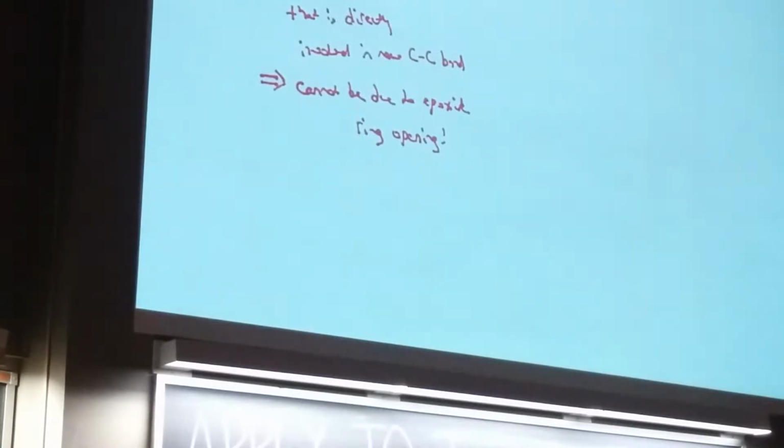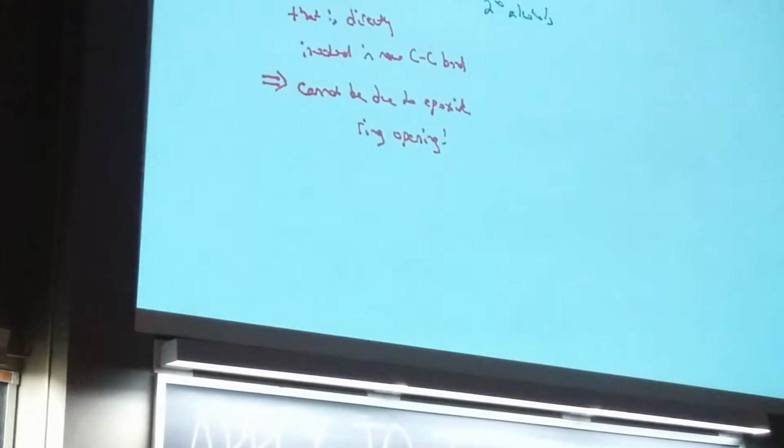So here we have a ketone. Ketones can be made via oxidation of secondary alcohols. That goes back again to organic 1. That's an important reaction to remember from organic 1. Here's our new carbon-carbon bond.